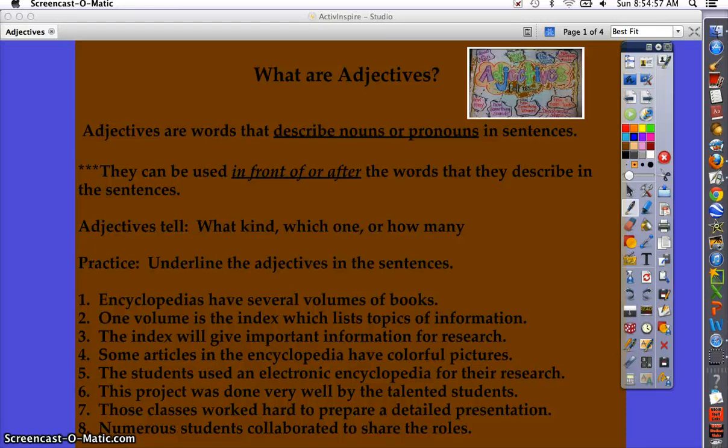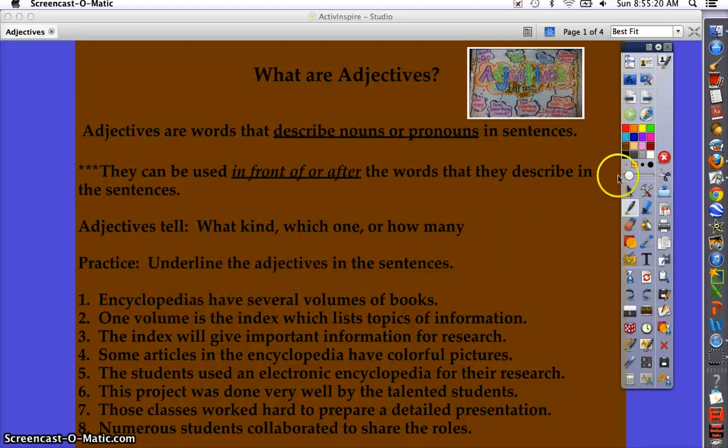This video will be a review of the adjectives unit that we've been studying in language arts. So adjectives are words that describe nouns or pronouns in sentences. They can be used in front of or after the words that they describe in the sentences. And adjectives tell three main questions: what kind, which one, or how many. So in the practice section, we're going to just look for adjectives in the sentences below.